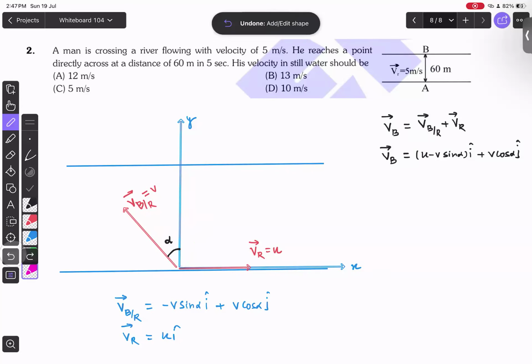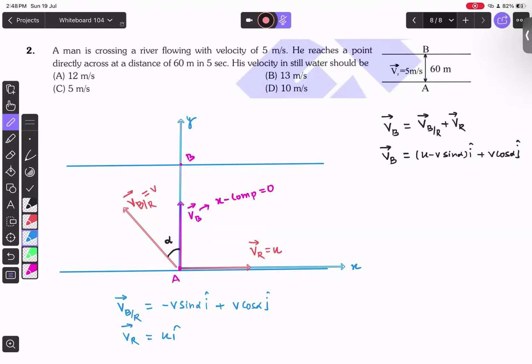Now they are telling us that we are reaching the opposite side of the bank. So he starts from here and reaches here. From the ground frame, I see him reaching the point P. It means the velocity of the boat with respect to the ground frame will be in that direction. So this vector is lying only along y, no? It means his x component should be 0. That is the condition of zero drift.